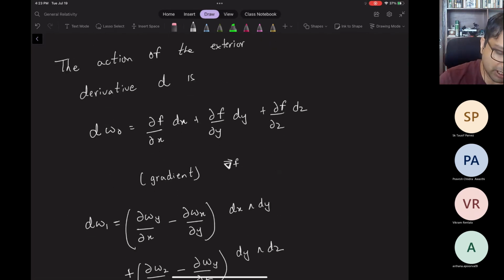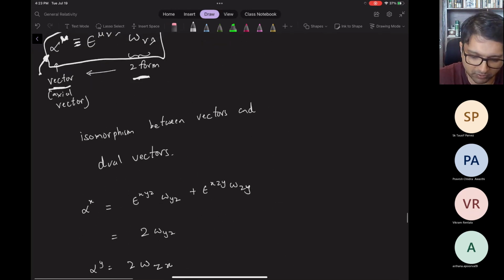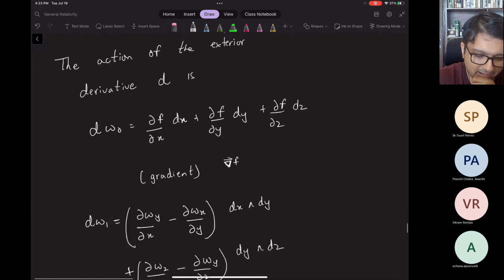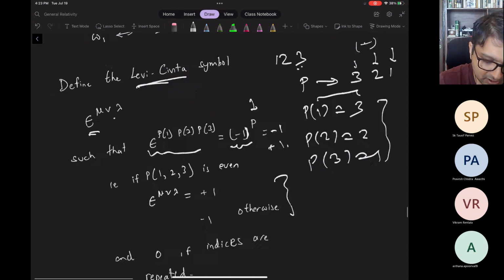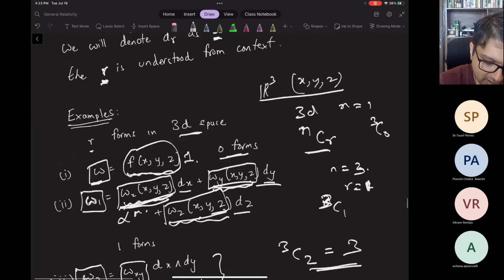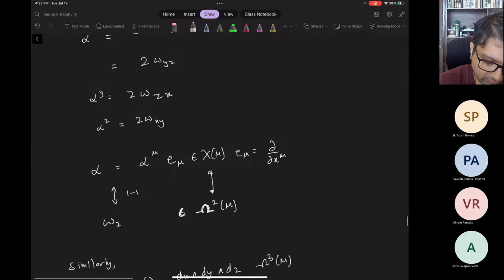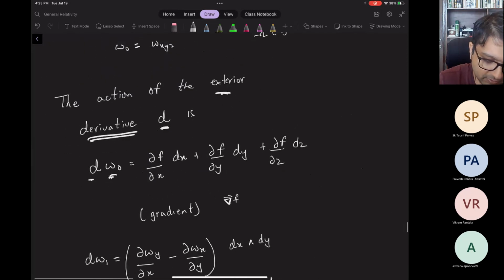All right. So now that we've looked at these zero forms, one forms, two forms, and three forms, now let's look at the action of the exterior derivative, d. Let's take d omega 0, where omega 0 is the zero form. It's just f(x,y,z). What this d omega 0 does is it converts a zero form to a one form.